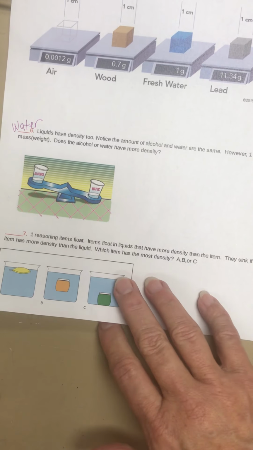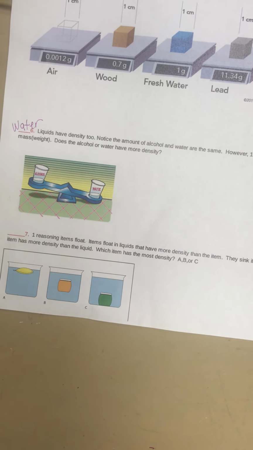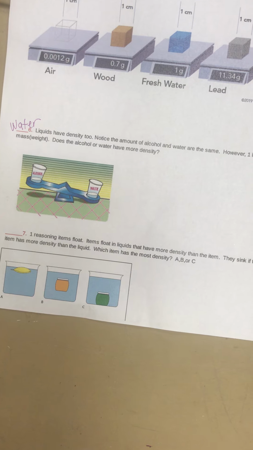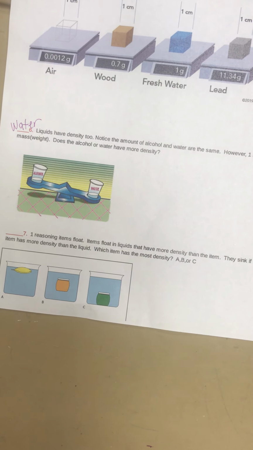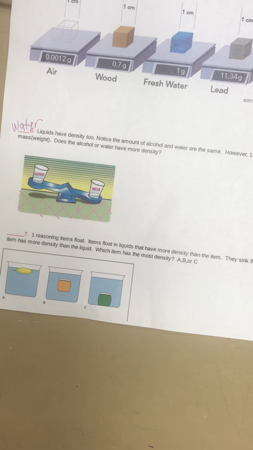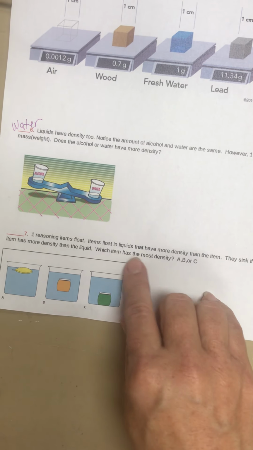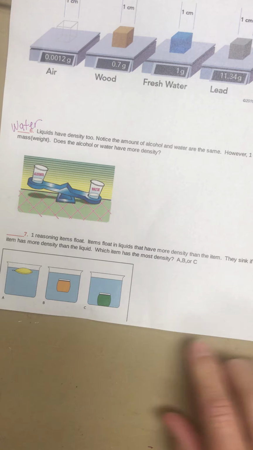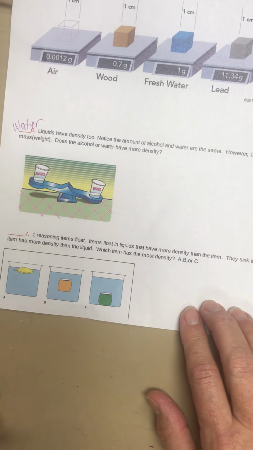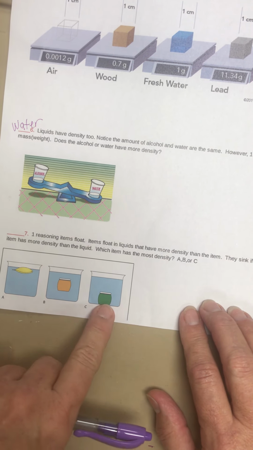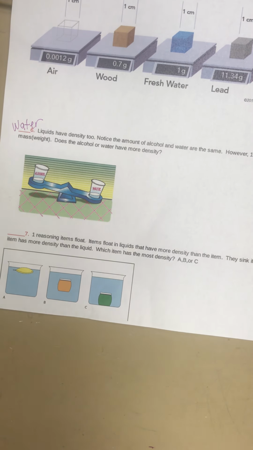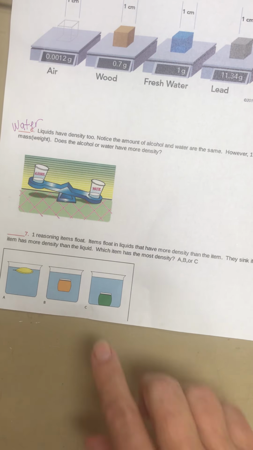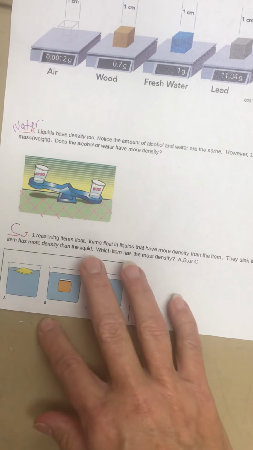All right, number one, items. Reasoning that items float: items float in liquids that have more density than them. They sink in a liquid that has less density than the item. Which item has the most density? So it's water in all three of them. Which one of these items has the most density? It would have to be the one that has the molecules packed close together, which means it weighs more, so it would have to be C.